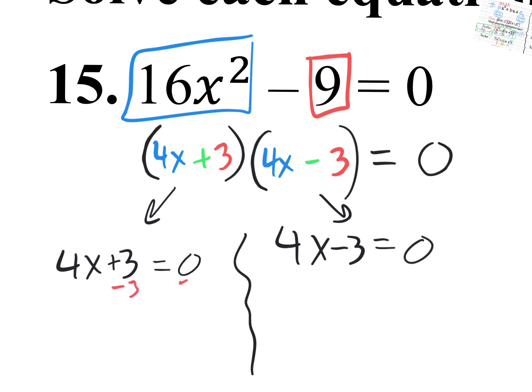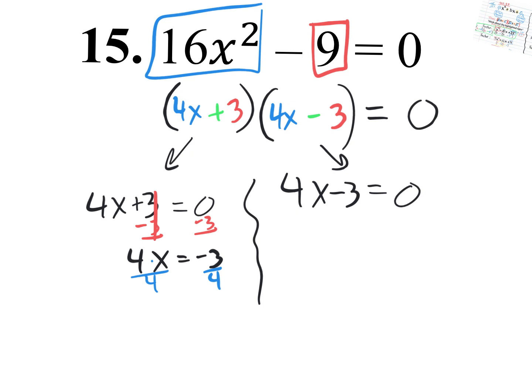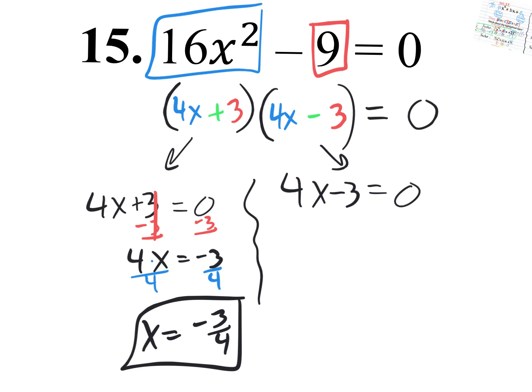We're going to subtract 3, subtract 3. You're going to end up with 4x equals negative 3. Final step would be to get rid of the multiplication of 4 by dividing by 4, dividing by 4. And then you'll get your final answer, x equals, you can't really divide negative 3 by 4, so you leave it, and that's a fraction. That's your answer, negative 3/4.